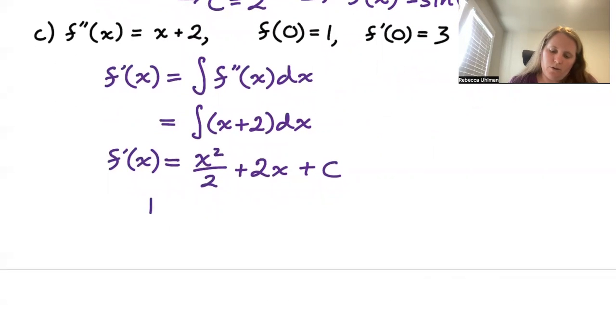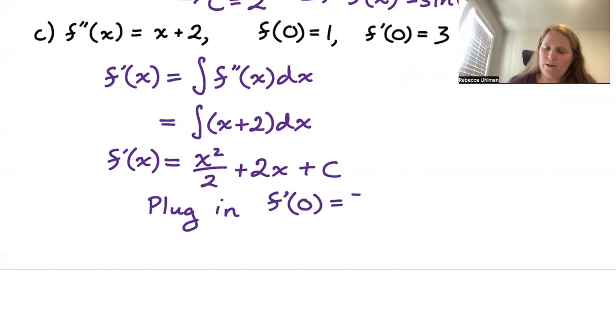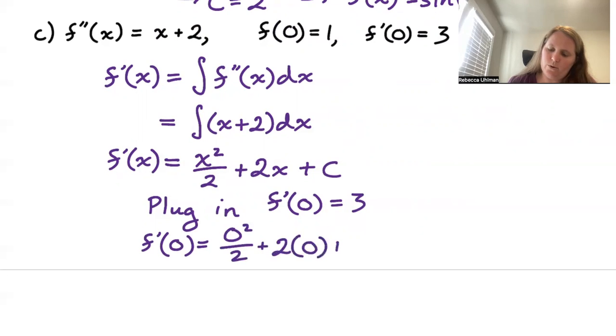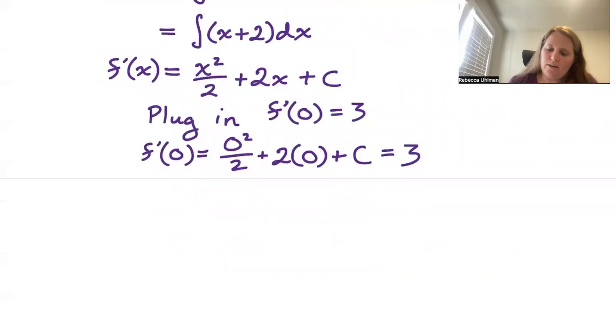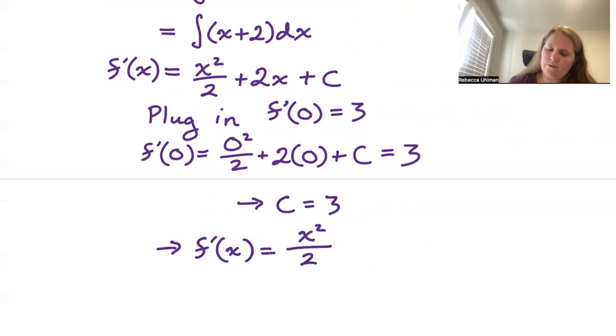Then we will go ahead and plug in our known fact about f prime, namely f prime of 0 is 3. So this tells us we have f prime of 0 is 0 squared over 2 plus 2 times 0 plus c should give us 3. And we get that our c must be 3. And we have f prime of x is x squared over 2 plus 2x plus 3.